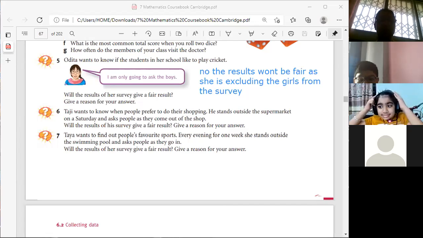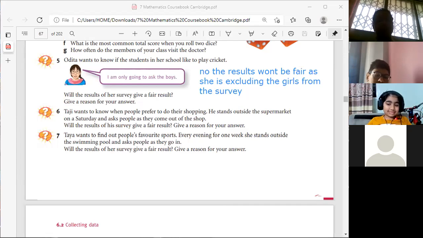Yes, Tabish, can we go ahead with the 6th question, beta? Yes, ma'am. Taji wants to know when people prefer to do their shopping. He stands outside the supermarket on a Saturday and asks people as they come out of the shop. Will the results of his survey give a fair result? Give the reason for your answer. No, ma'am, because if he wants to know when people prefer to do the shopping, he'll have to do that every single day of the week.